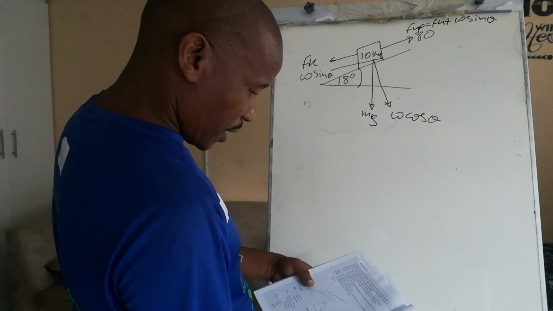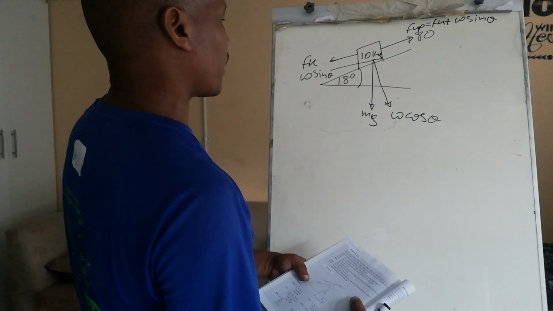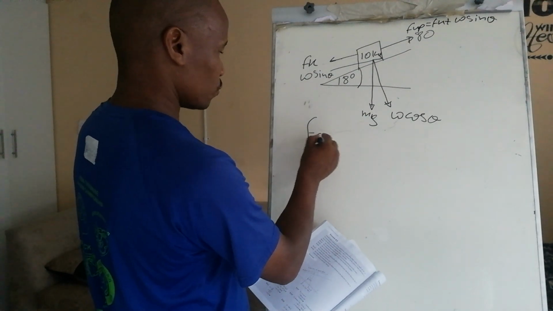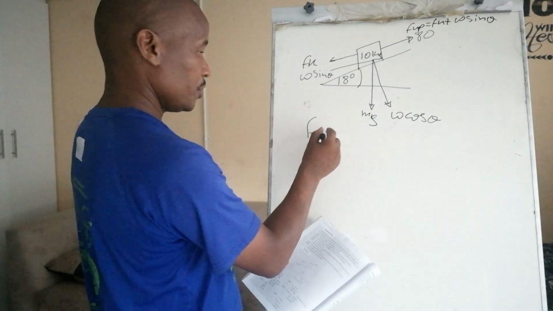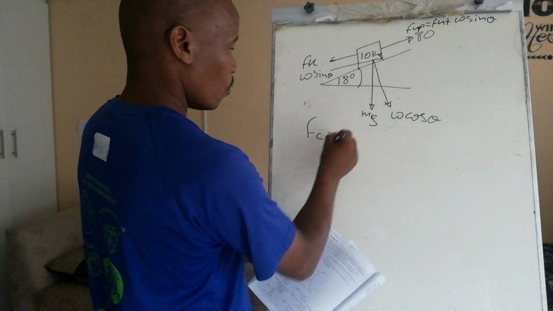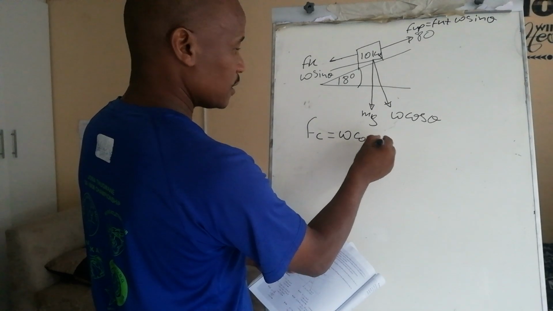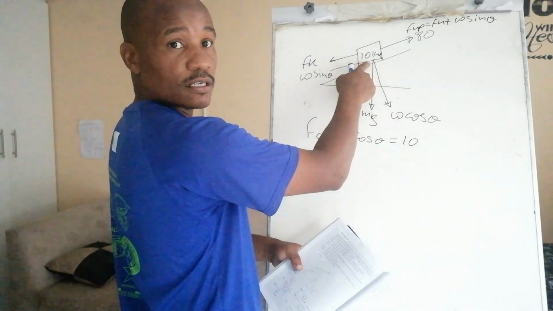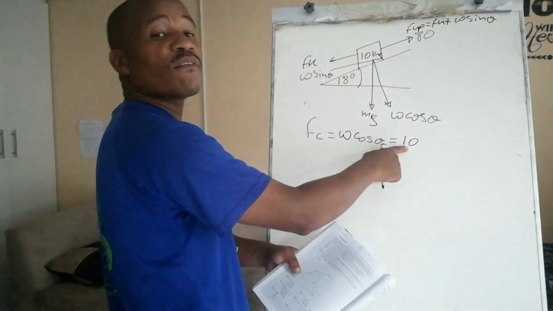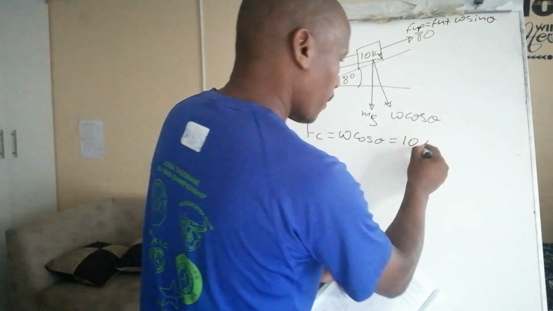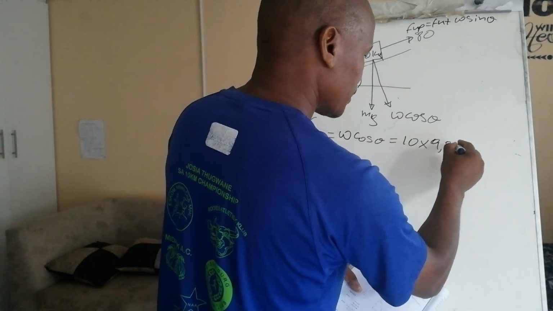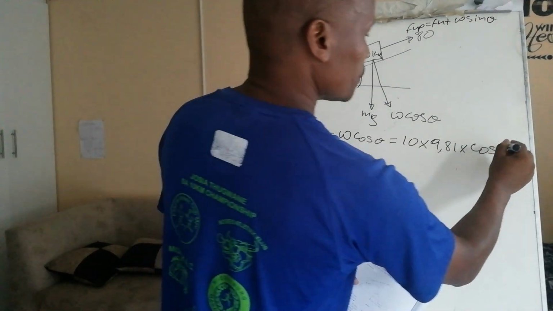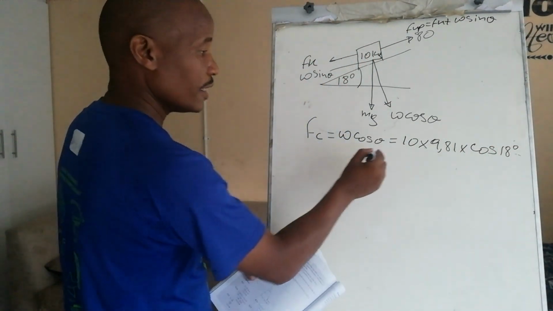Let's go on. Now if you calculate the weight component perpendicular to the plane, the force due to cos is equal to weight times cos theta, which is equal to 10 kilogram. Now, how do you convert this 10 kilogram into weight? You multiply by the gravitational acceleration of 9.81, multiply by cos of 18, which is given, of course, 18 degrees, and it is equal to what?